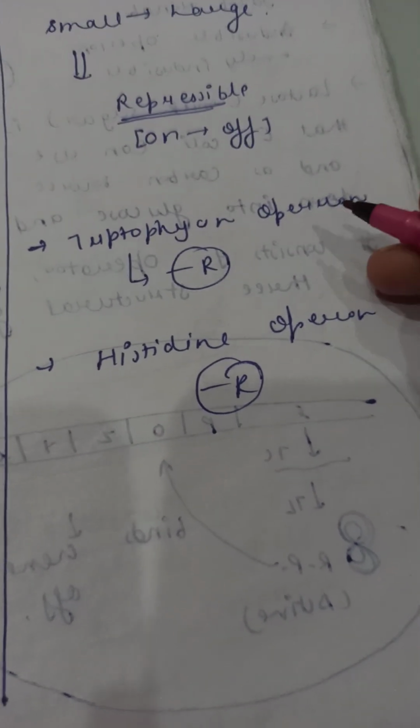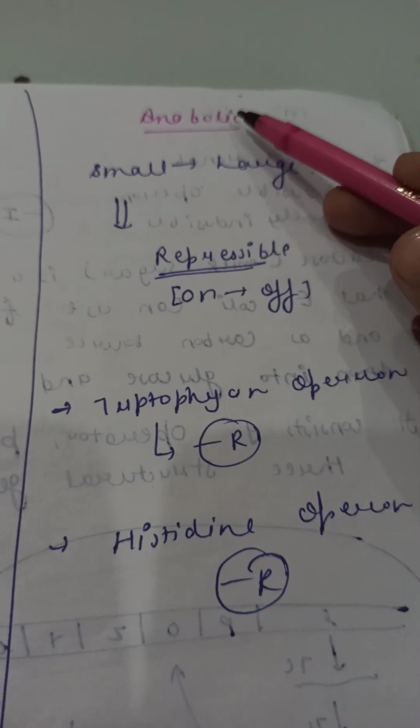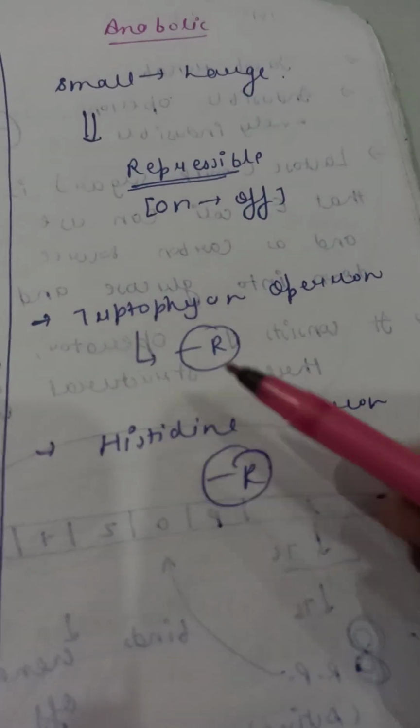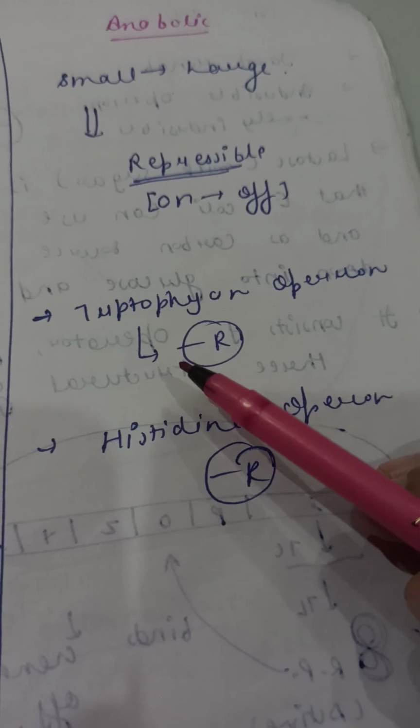Then we have tryptophan and histidine, which are examples of anabolic. So they are both minus R. Minus means repressor, R also means repressor. Clear? I hope that much is clear.